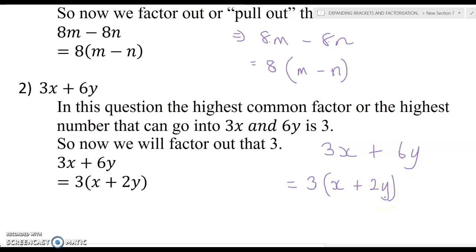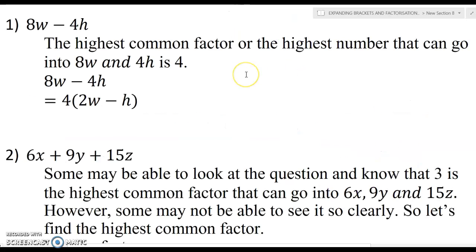So let's look at some more examples. We're looking at the first one here: 8w take away 4h. The w and h are different, so we're not worrying about that. Looking at the numbers, 8 and 4, what is the highest common factor between 8 and 4? It is 4.